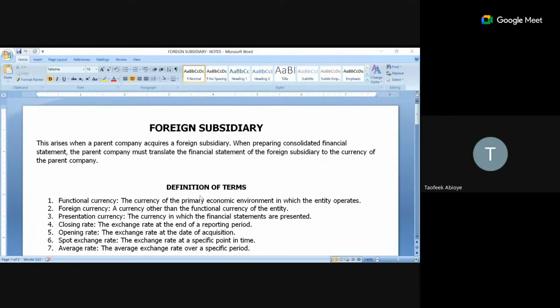So what about opening rates? Opening rate is the rate at the date of acquisition. In the foreign currency context, opening rate is the rate of the date of acquisition. That means the date on which the financial statement commences. Then we have spot rate. Spot rate is an exchange rate at a specific point in time, while the average rate is the average rate over a specific period of time. So those are the rates. They are very, very important.